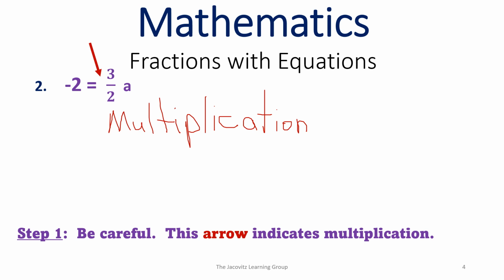This is 3 over 2 times a. And guess what? If you wanted to make it easier, you could do 3 halves times 1a. So now you know you're multiplying. And this equals negative 2. Okay? So you have to make sure you're looking at whether you're adding and subtracting or multiplying and dividing.